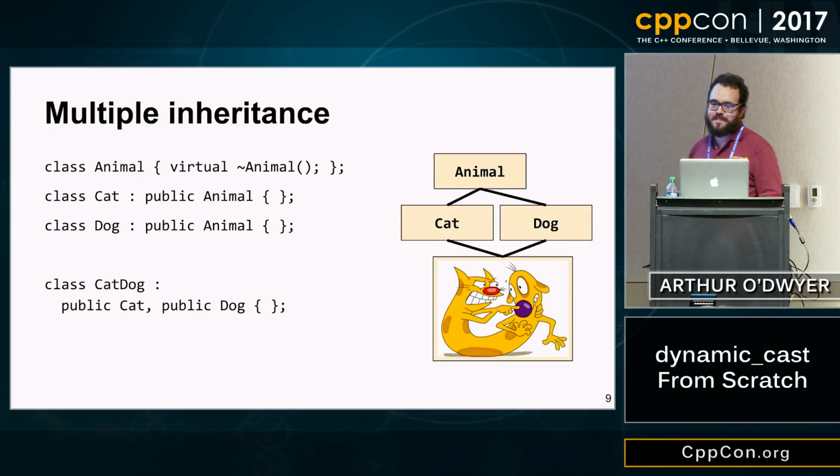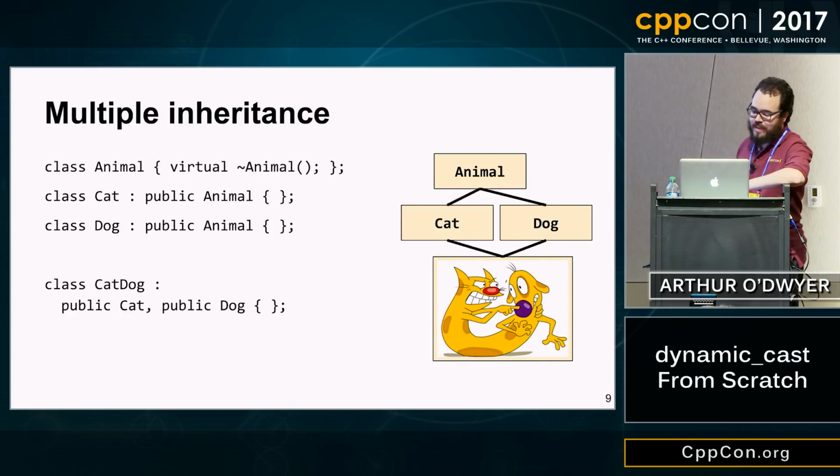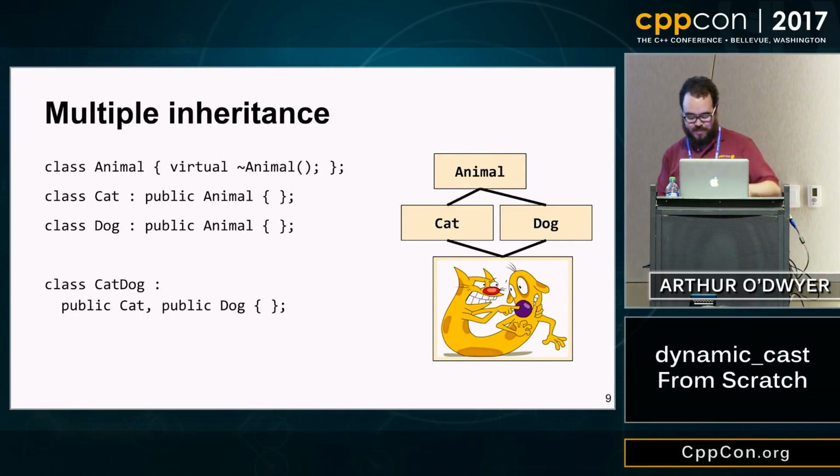Multiple inheritance. All right. Now we get to the dreaded diamond, and we just interestingly heard Titus Winters in the keynote talking about a different kind of dreaded diamond. This is also a dreaded diamond. Here we have class animal, and it has a virtual destructor, because why not? And we have a cat is an animal, dog is an animal, and then we have a cat dog, which inherits from both cat and dog. Right?